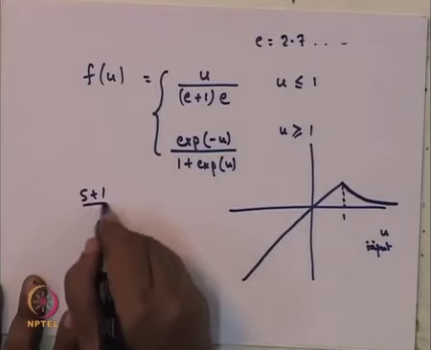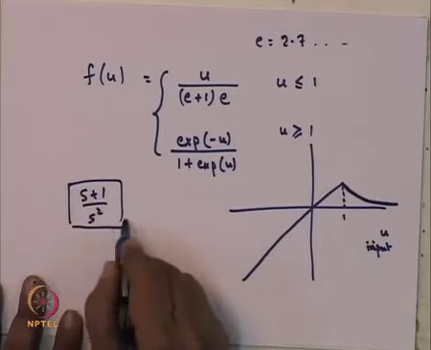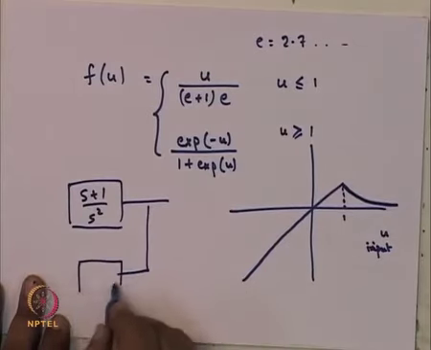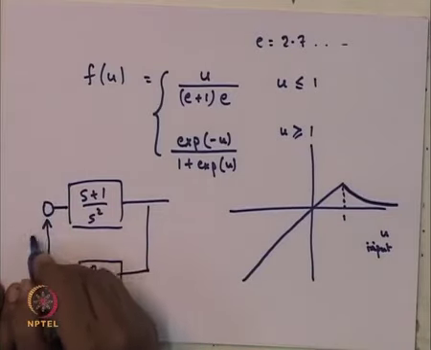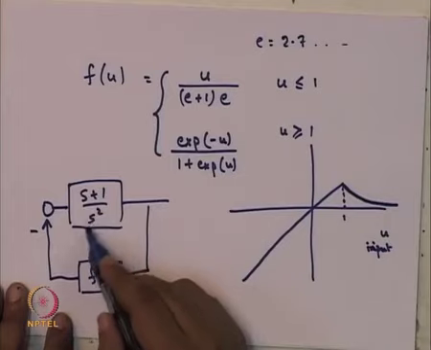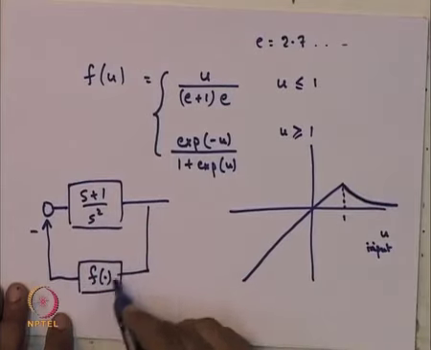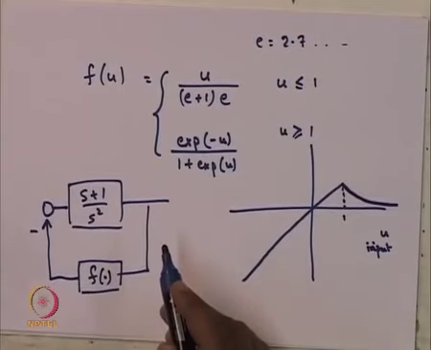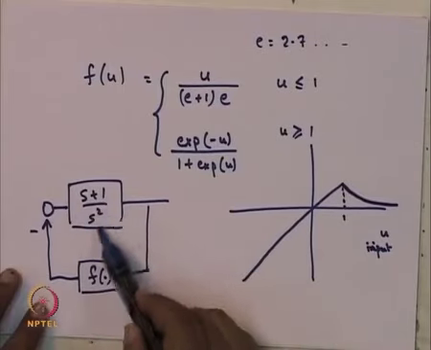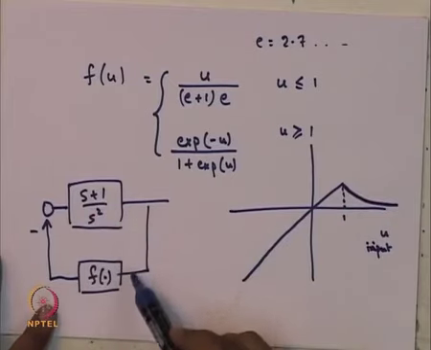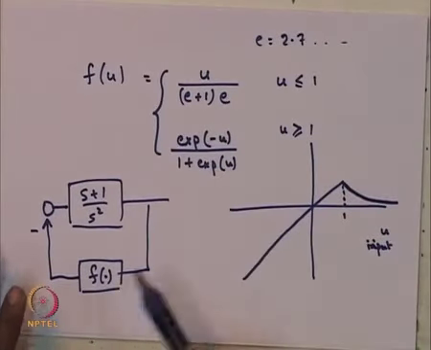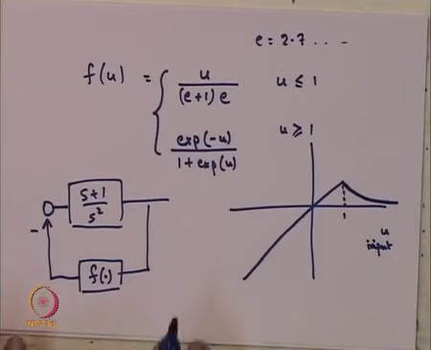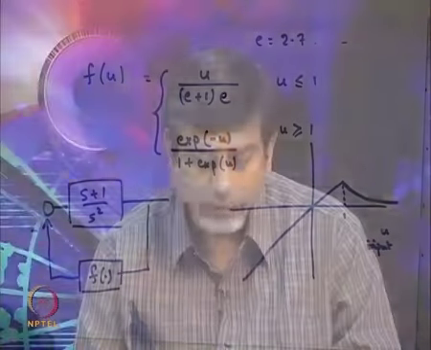So, s plus 1 upon s squared, and here you have the nonlinearity f. Well, by Aizermann's conjecture, because s plus 1 by s squared is stable when you put any feedback k lying in the range from 0 to infinity, therefore, this linear plant with this nonlinearity defined in this way should result in asymptotic stability. Okay. Now, what I am going to show is that this resulting system is not asymptotically stable.